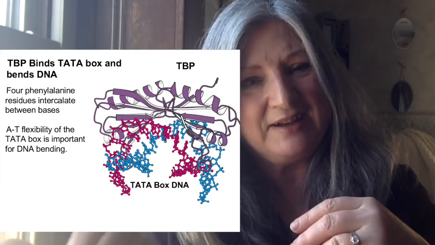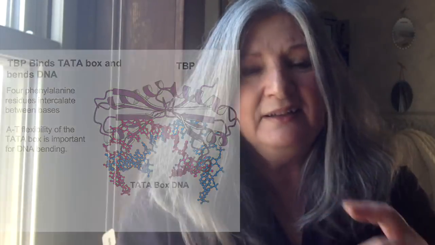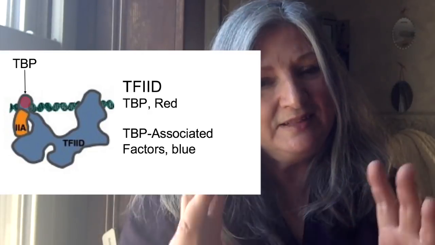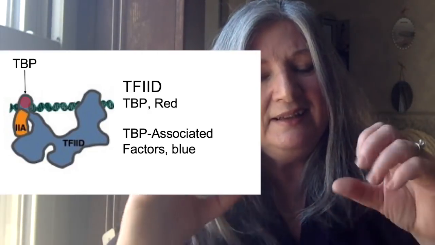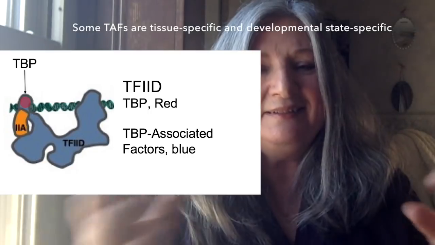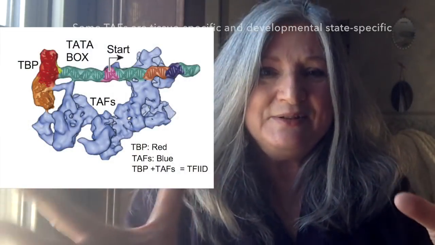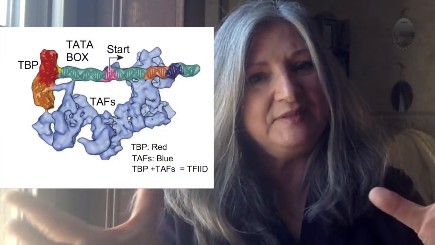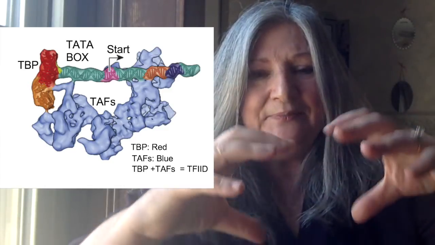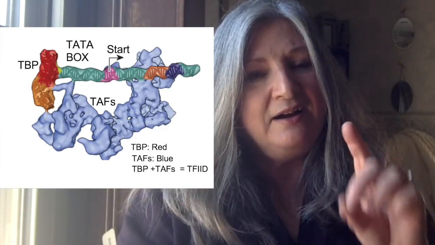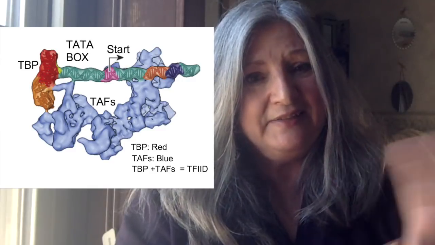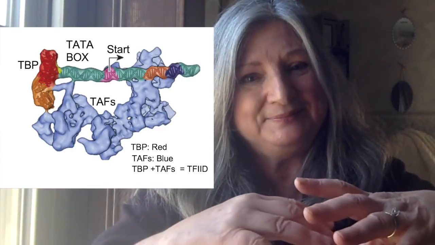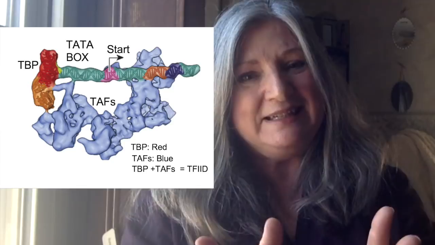Those transcription factors that do that are going to come later on. But TBP actually sets the stage. It's a remarkable protein. TBP is actually part of a larger complex that's called TF2D. So when TBP binds, it binds with its friends. Its friends are TBP associative factors. These are called TAFs. And so TBP and its TAFs are called TF2D together. So TBP and its friends make TF2D.